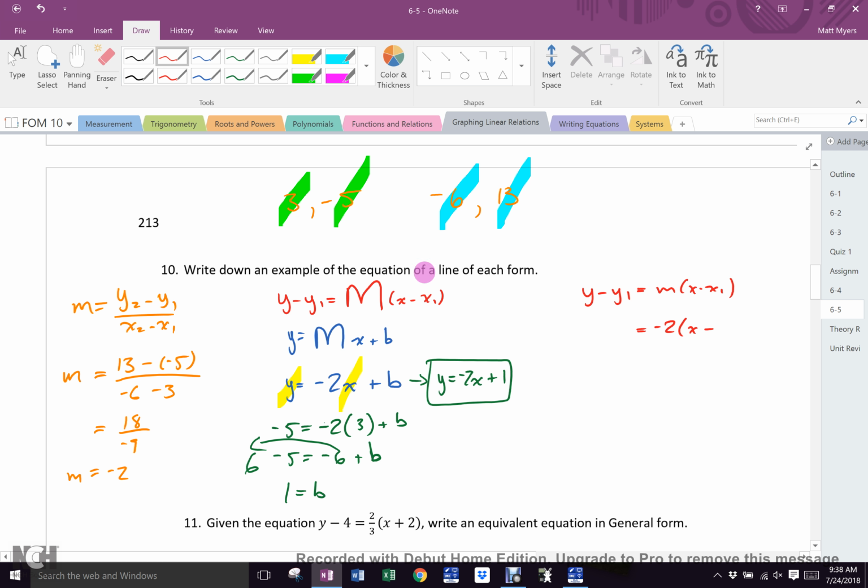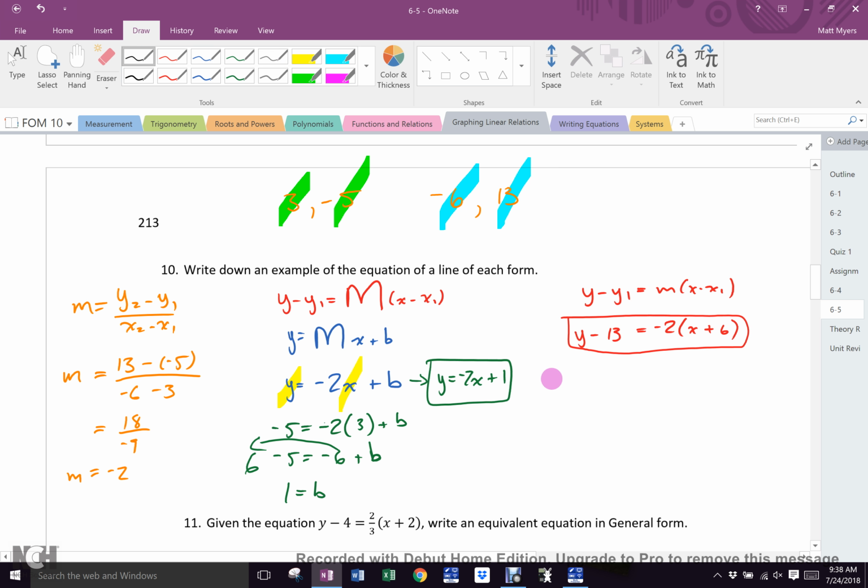Now, since I've already used the green ones, I'm going to use the blue ones over here. So what would I write? I'd write -6, but I wouldn't write minus 6, would I? What would I write? Plus 6. And over here, y minus, what would I do for y? 13. And I'd be good to go. There is my second form.